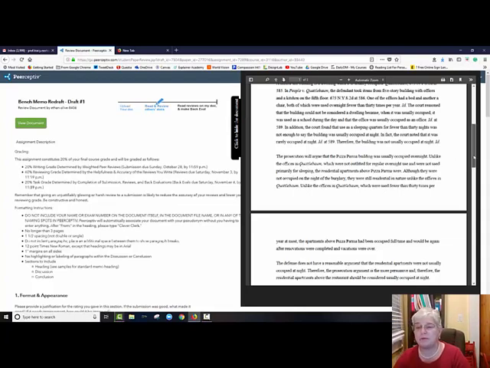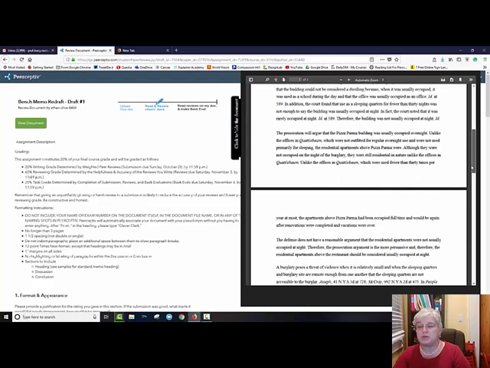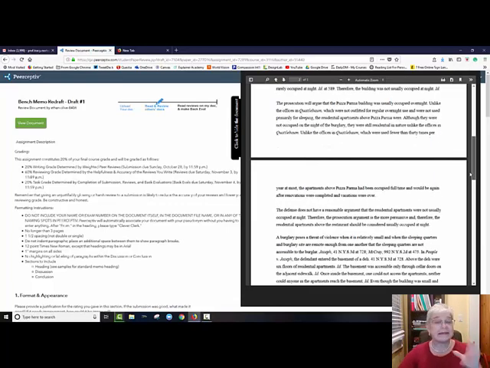So the prosecution will argue that the Pizza Parma building was usually occupied overnight, and then it's got the exact same comparisons from the last one. Unlike the offices in Quattlebaum, which were not outfitted for regular overnight use and were not used primarily for sleeping, the residential apartments above Pizza Parma were. Although they were not occupied on the night of the burglary, they were still residential in nature, unlike the offices in Quattlebaum. I could make that clearer by saying although the apartments above Pizza Parma were not occupied on the night of the burglary. Unlike the offices in Quattlebaum, which were used fewer than 30 times per year at most, the apartments above Pizza Parma had been occupied full time and would be again after renovations were completed and vacations were over. So that's it. That's the entire application for usually occupied overnight.